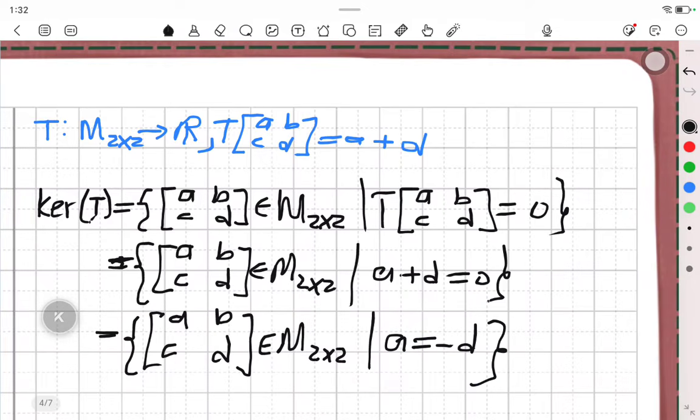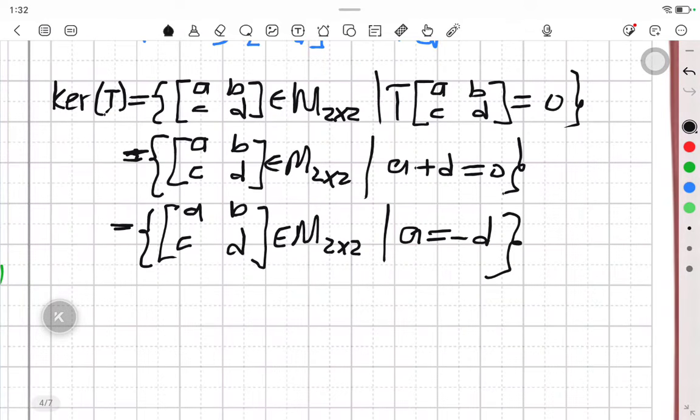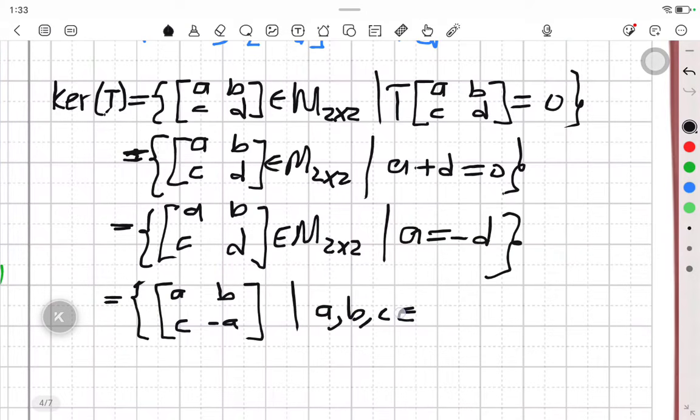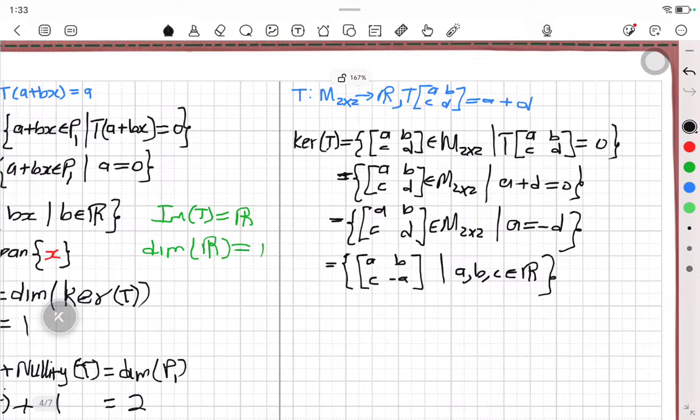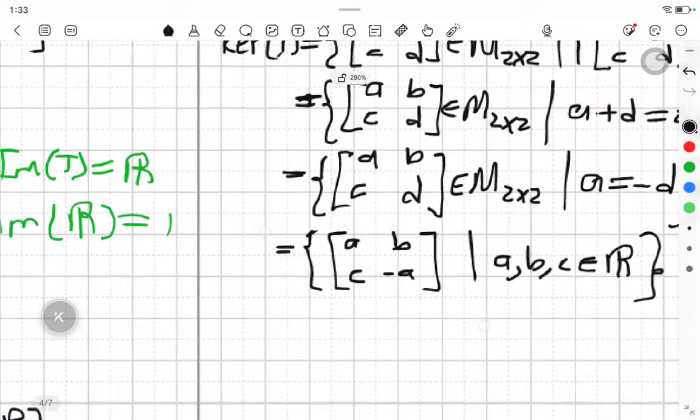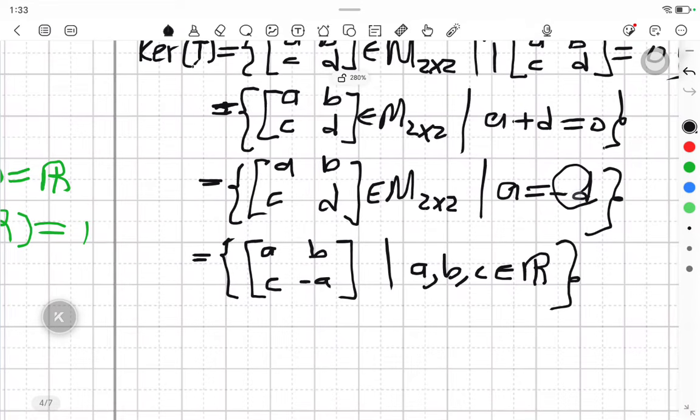You see, right? Now, since we have this, we can go and see what we found here. We're going to replace D by A. So it means that this would be A, B, C, minus A, such that A, B, C is an element of the real numbers. Do you see that, guys? Yes. So I always replace the one which is coming after the first one.